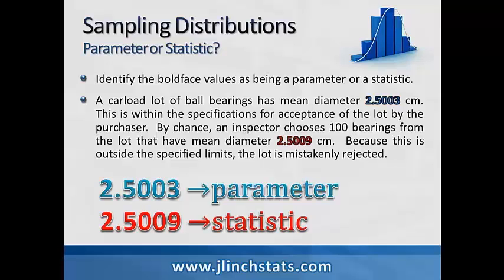So the mean mu of 2.5003 represents a parameter value from the population, and the value of x bar equals 2.5009 represents the mean value of the sample data of 100 bearings taken from that carload lot of ball bearings, a representative sample, and so that is a statistic value.